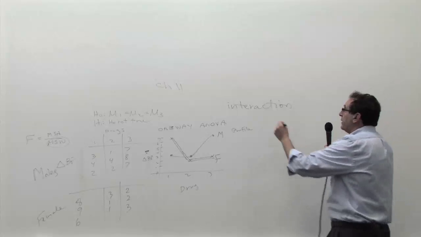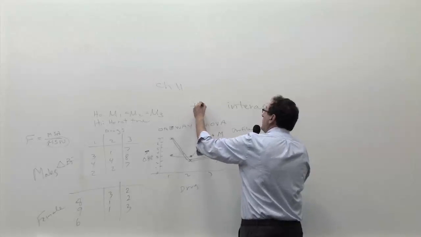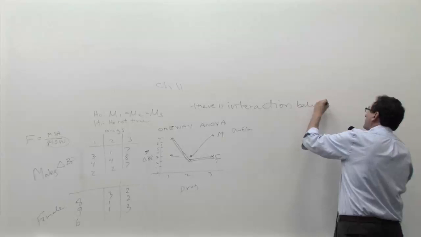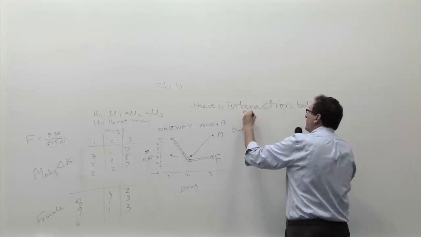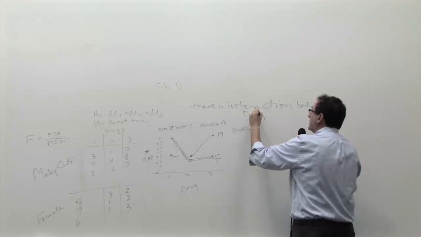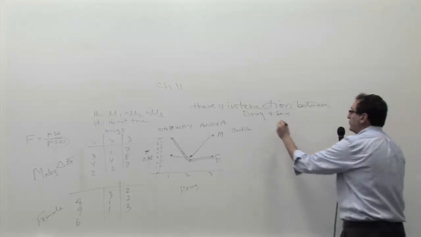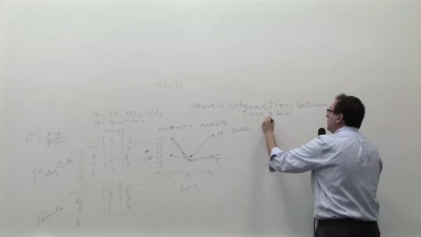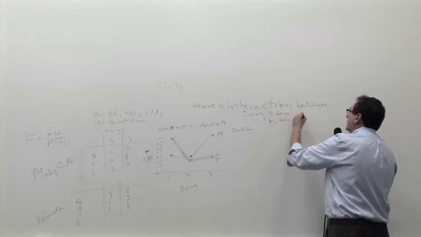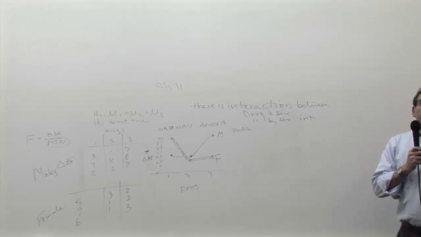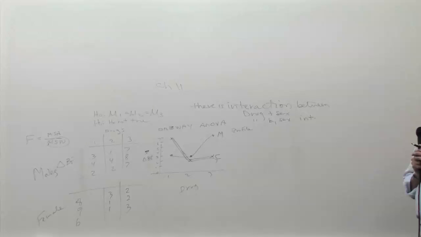So the point is here, there is interaction between the drug variable, of which there are 3 possibilities, and the sex variable. So there'll be, it's called a drug by sex interaction. A drug by sex interaction is the terminology you would use if you were doing this more professionally.